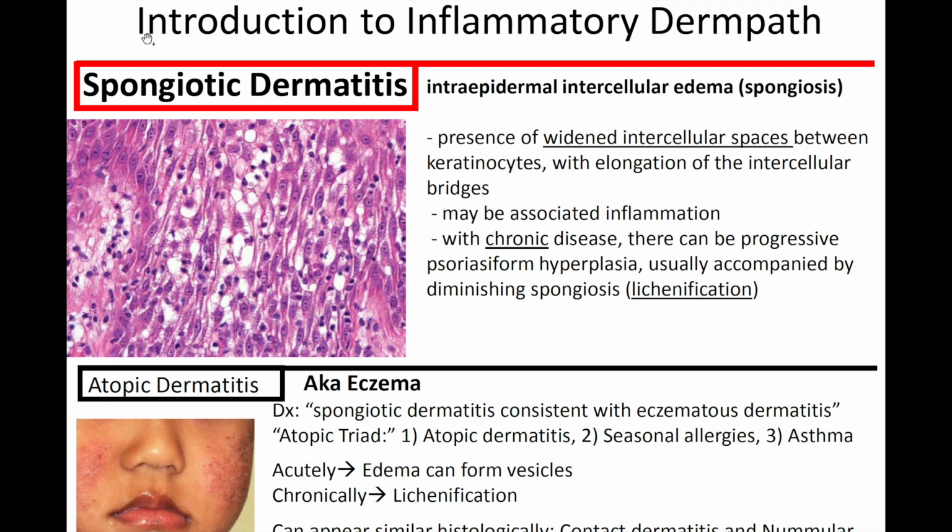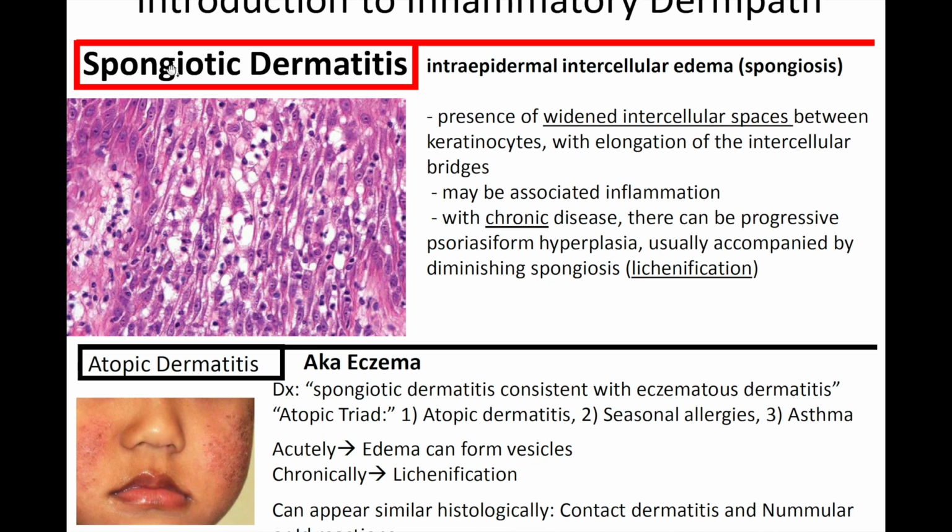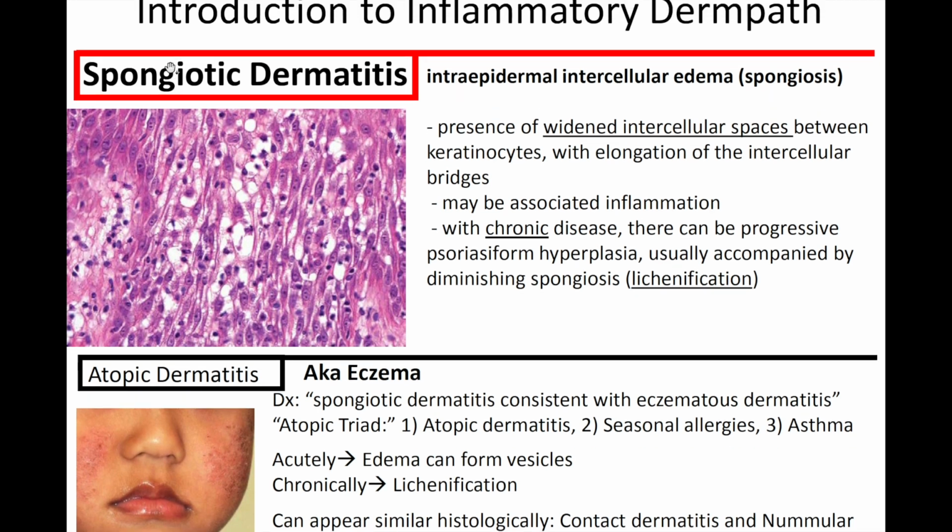So in preparation for this, or just for my own studies, I did watch Jared Gardner has an amazing video on YouTube and on Oakstone on inflammatory dermpath, which kind of helped me establish a framework to approach this topic. So really, when you think about inflammatory dermpath, you want to think of it in various patterns or groups. And the first pattern that you want to recognize is spongiotic dermatitis.